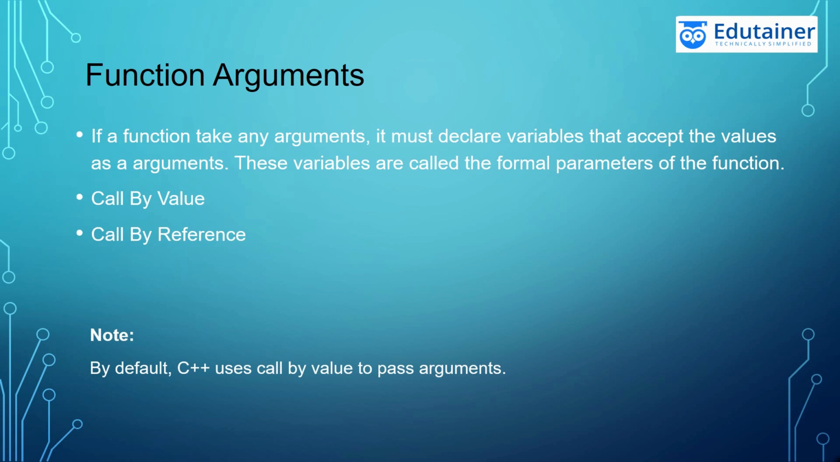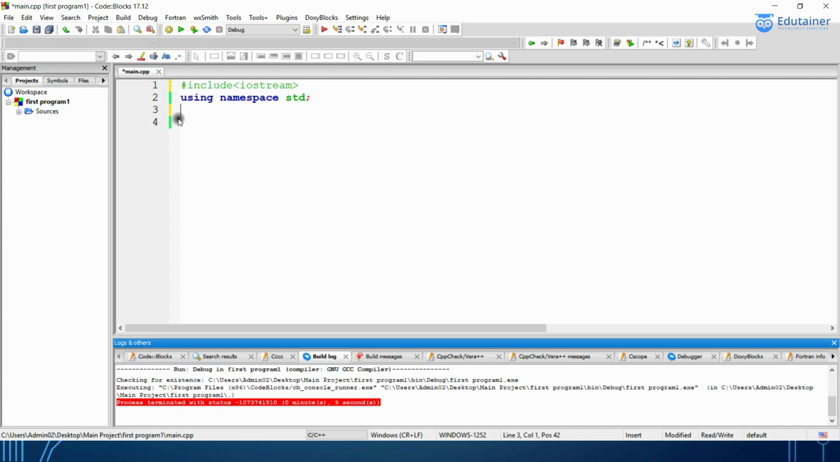Note: by default, C++ uses call by value to pass the arguments. So in C++, by default, call by value is used to pass the arguments. So let's move to Code::Blocks to get an idea of how call by value and call by reference work. First of all, we will be creating a function named swap.